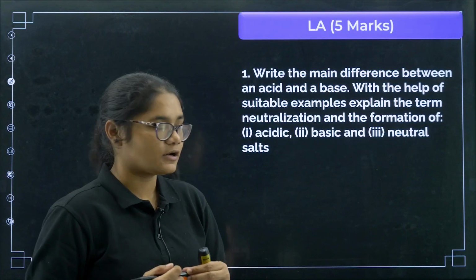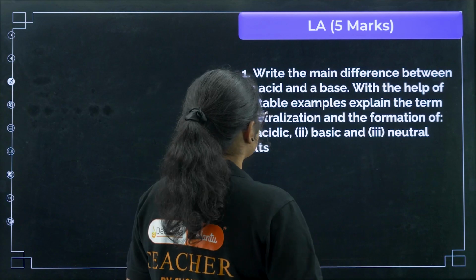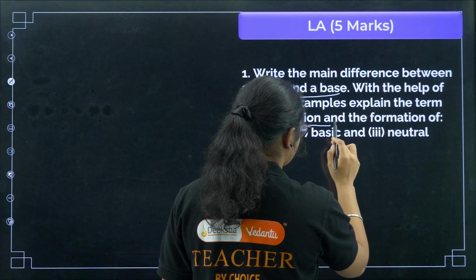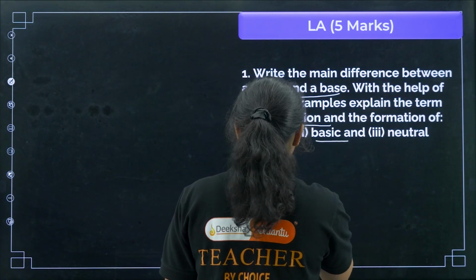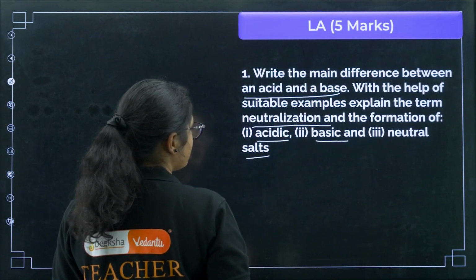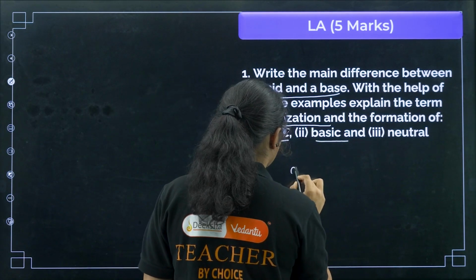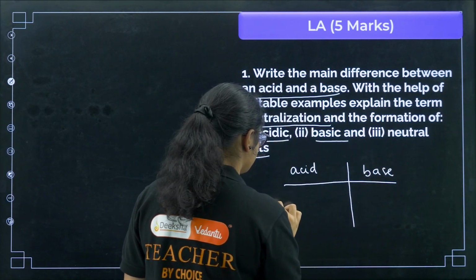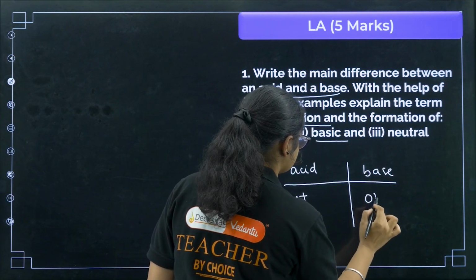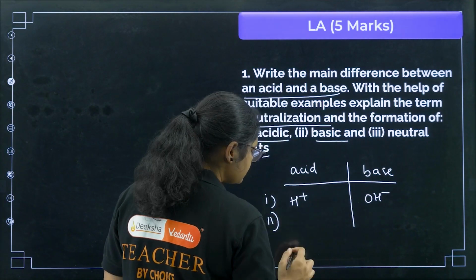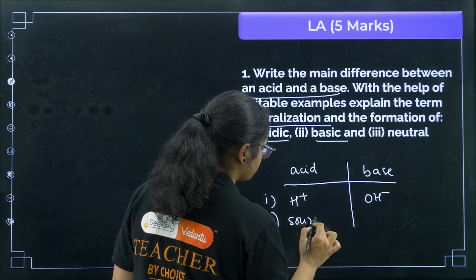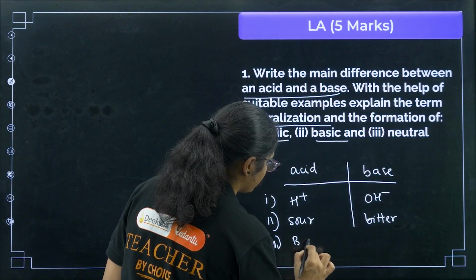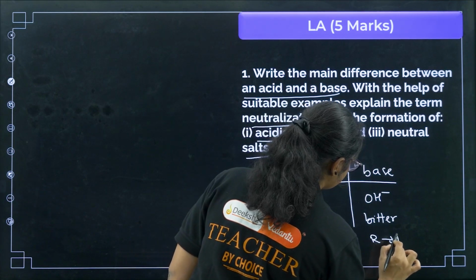Next, we'll go to now 5-marker questions. Write the main difference between an acid and a base. With the help of a suitable example, explain the term neutralization and the formation of acidic, basic and neutral salts. So first of all, what is the main difference of acid and base? We can write 3 points of difference, or I can write 2 points. First is, it produces H plus, it produces OH minus. Second is, it is sour in taste, this is bitter in taste. Next, we can say about litmus, it turns blue litmus to red and this turns red litmus to blue.